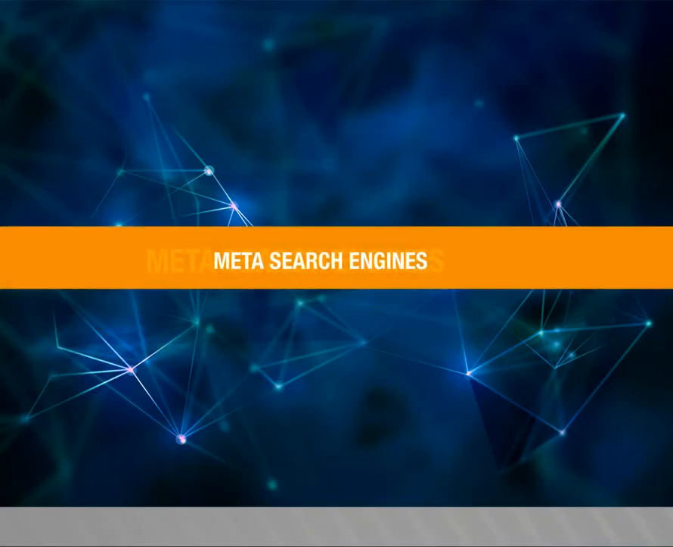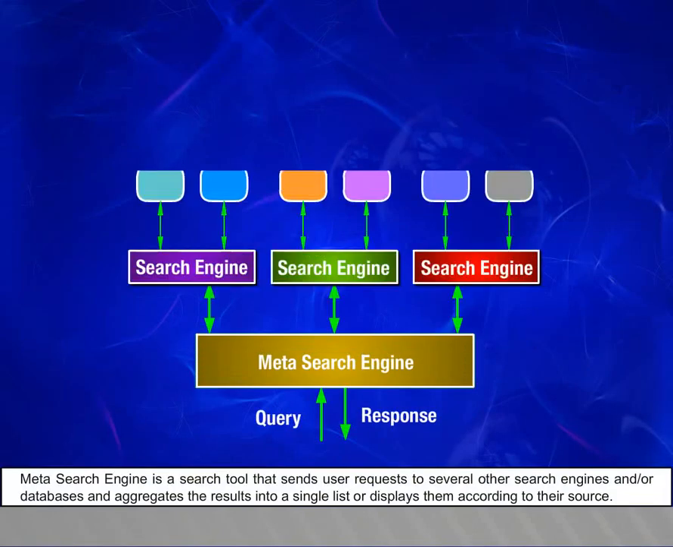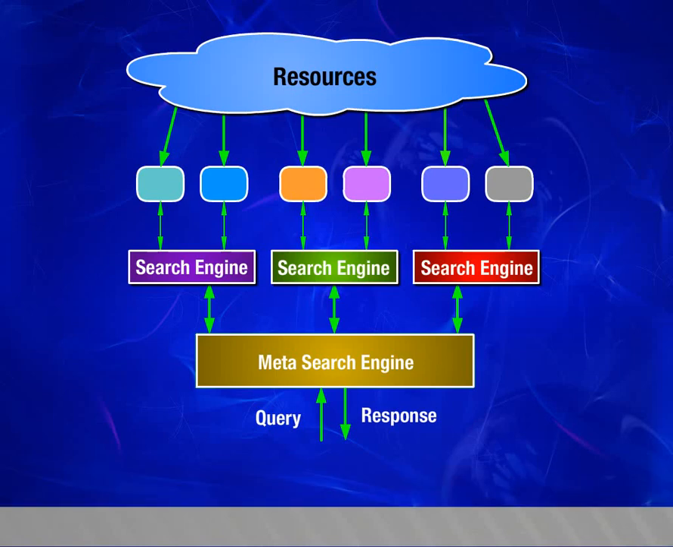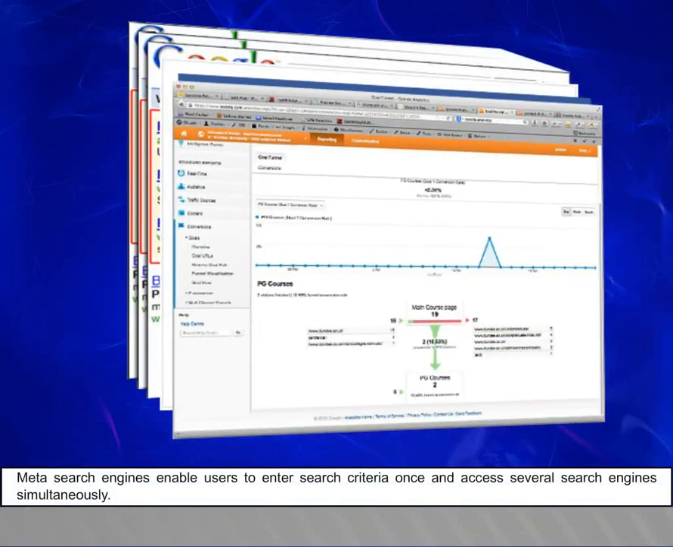Meta search engines. In this video, we are going to see about meta search engines. A meta search engine is a search tool that sends user requests to several other search engines and/or databases and aggregates the results into a single list or displays them according to their source. A meta search engine enables the user to enter search criteria once and access several search engines simultaneously.